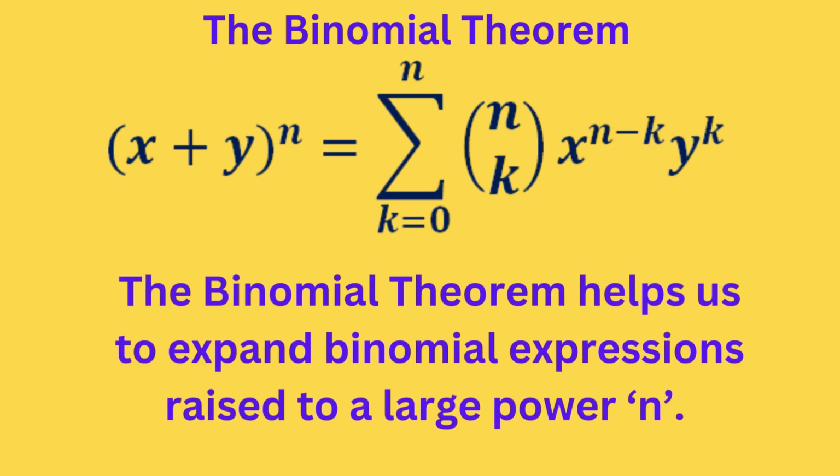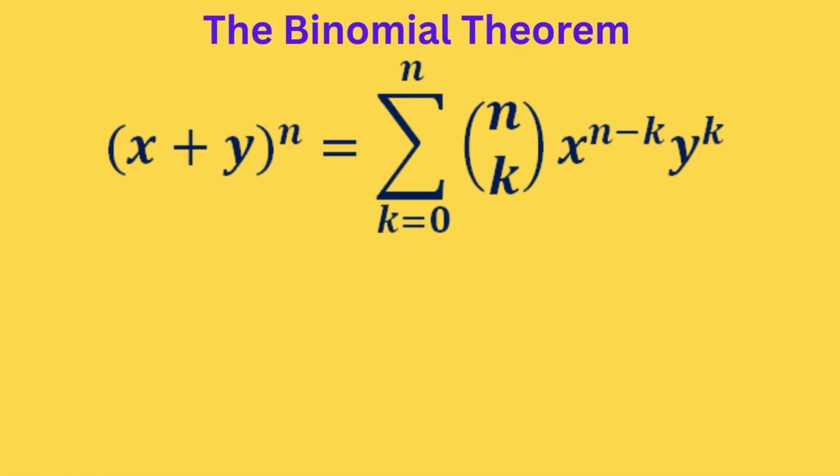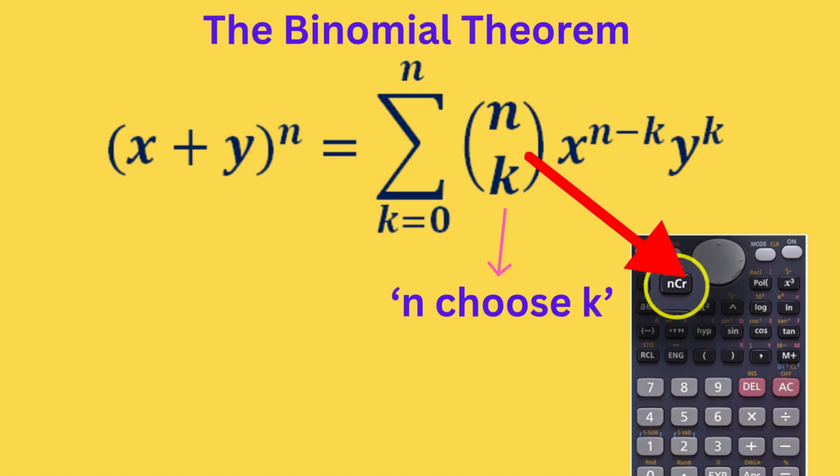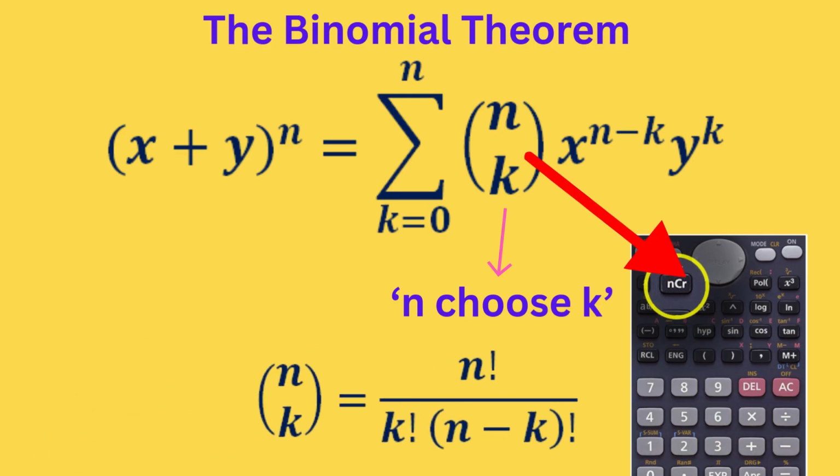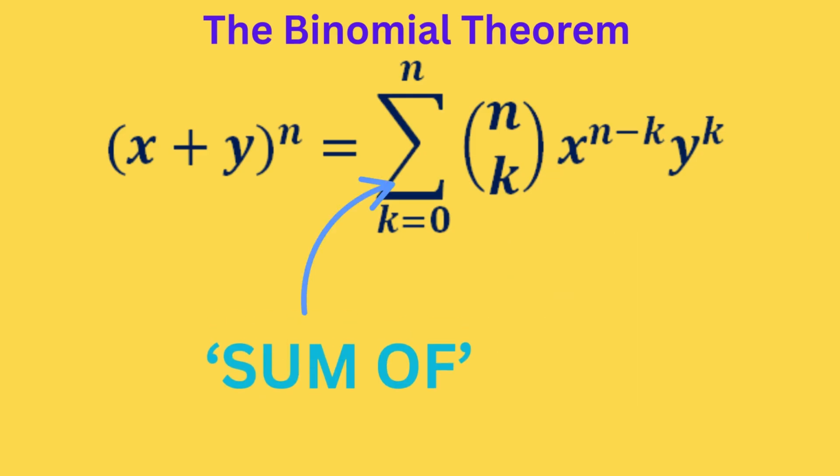The binomial theorem is a formula that enables us to expand any binomial expression raised to a positive integer power n. In the general form being displayed here, the elements in the bracket read as n choose k. We can use our calculator for this, or we can find it by putting n factorial over k factorial times (n minus k) factorial. n choose k tells us how many ways we can choose k items from n items. The sigma notation indicates that we are summing or adding the terms.